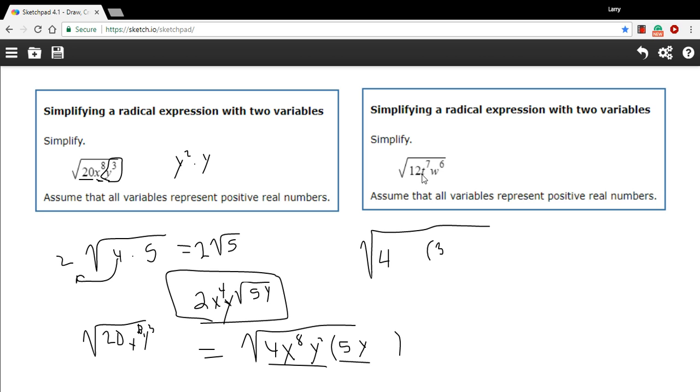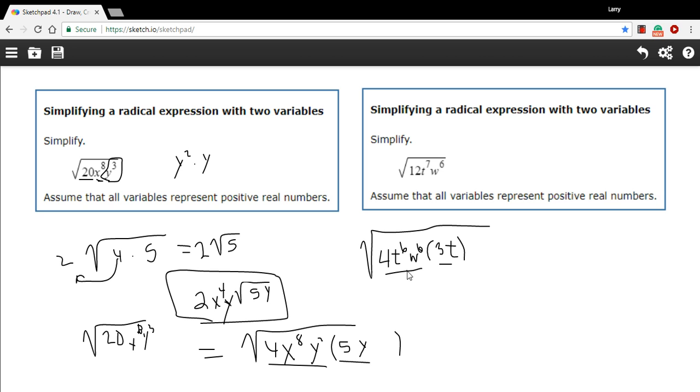T to the seventh, I can factor out a t to the sixth, because any even power here is going to be a perfect square. That just leaves a t behind. And then w to the sixth is a perfect square, so we'll include that in our factor. So that leaves this as our perfect square factor, and this is what's left over.